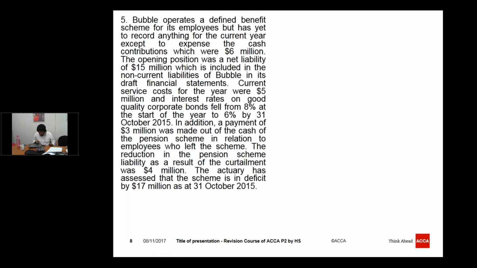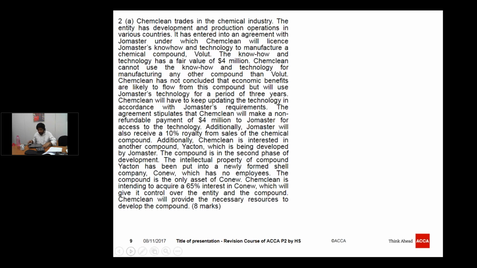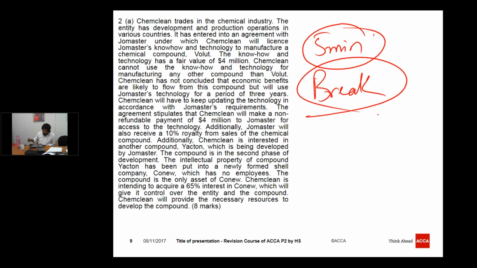So let's move on towards question number 2. I think we have to take a break for at least 5 minutes. Let's take a break for 5 minutes. Then we start our session after the break. Then we have to solve all the parts of question number 2 and question 3. So taking a break right now. Stay connected.